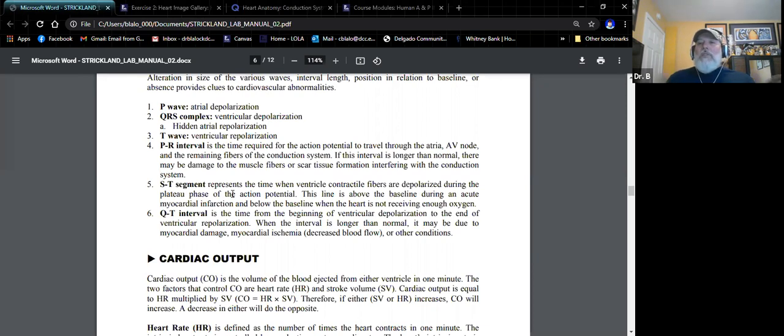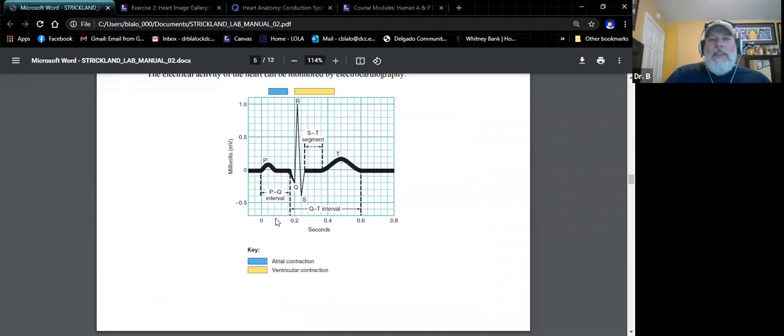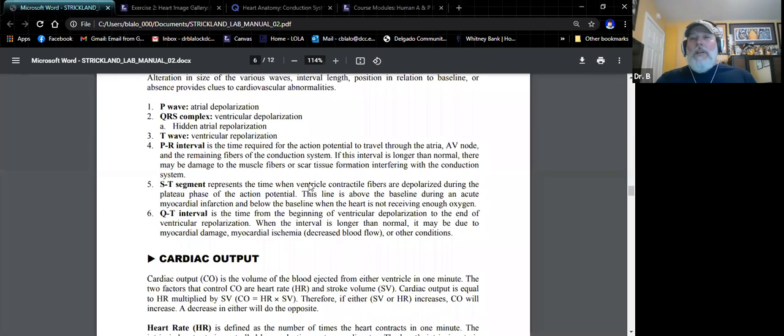If this interval is longer, meaning that when we do an EKG, if the time here, which runs from right here to right here, is longer than normal, then obviously there's something causing a problem with the signal passing through the conduction system. Which means that there could be damage to the muscle fibers between the SA node and the Purkinje fibers, or there could be some scar tissue in the way, which is interfering with the conduction in that part of the EKG.